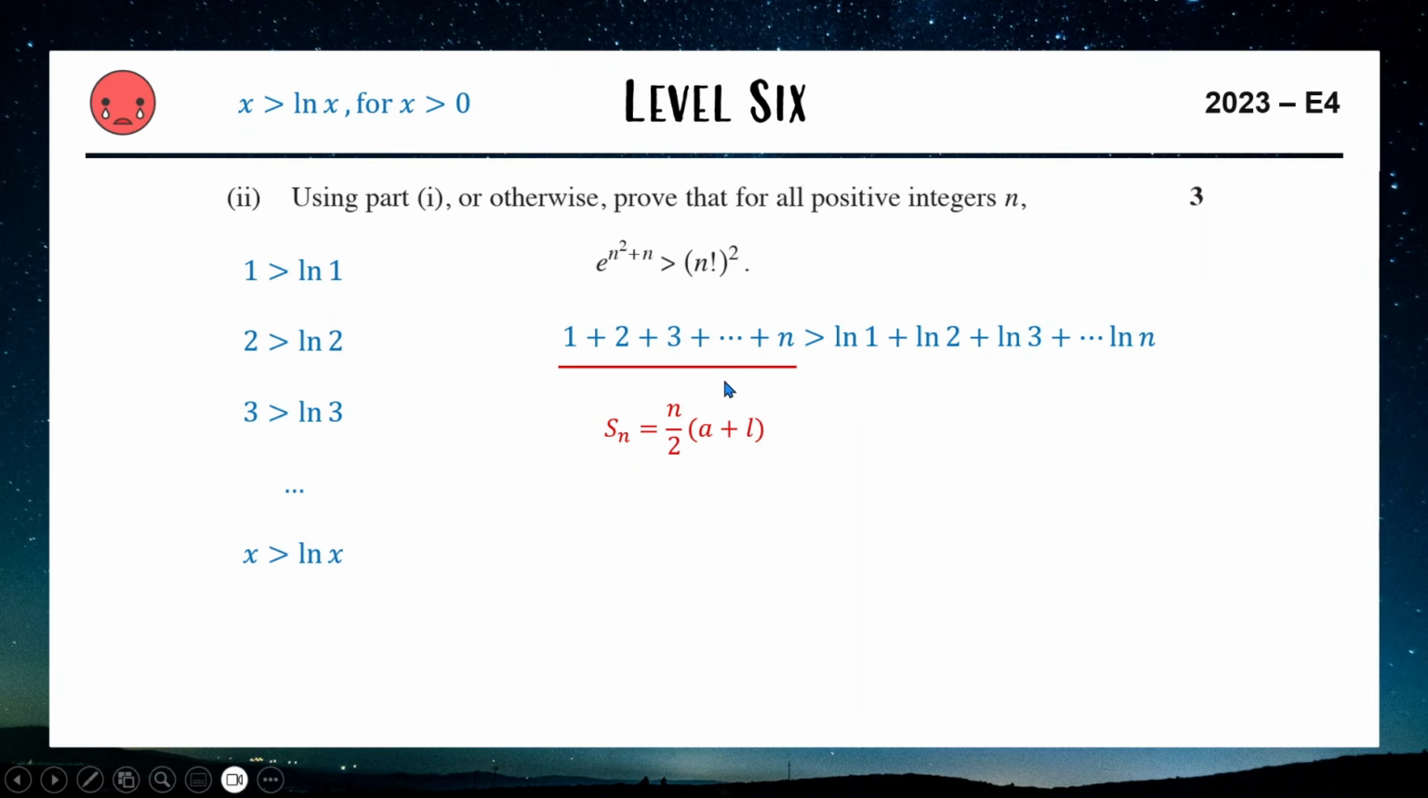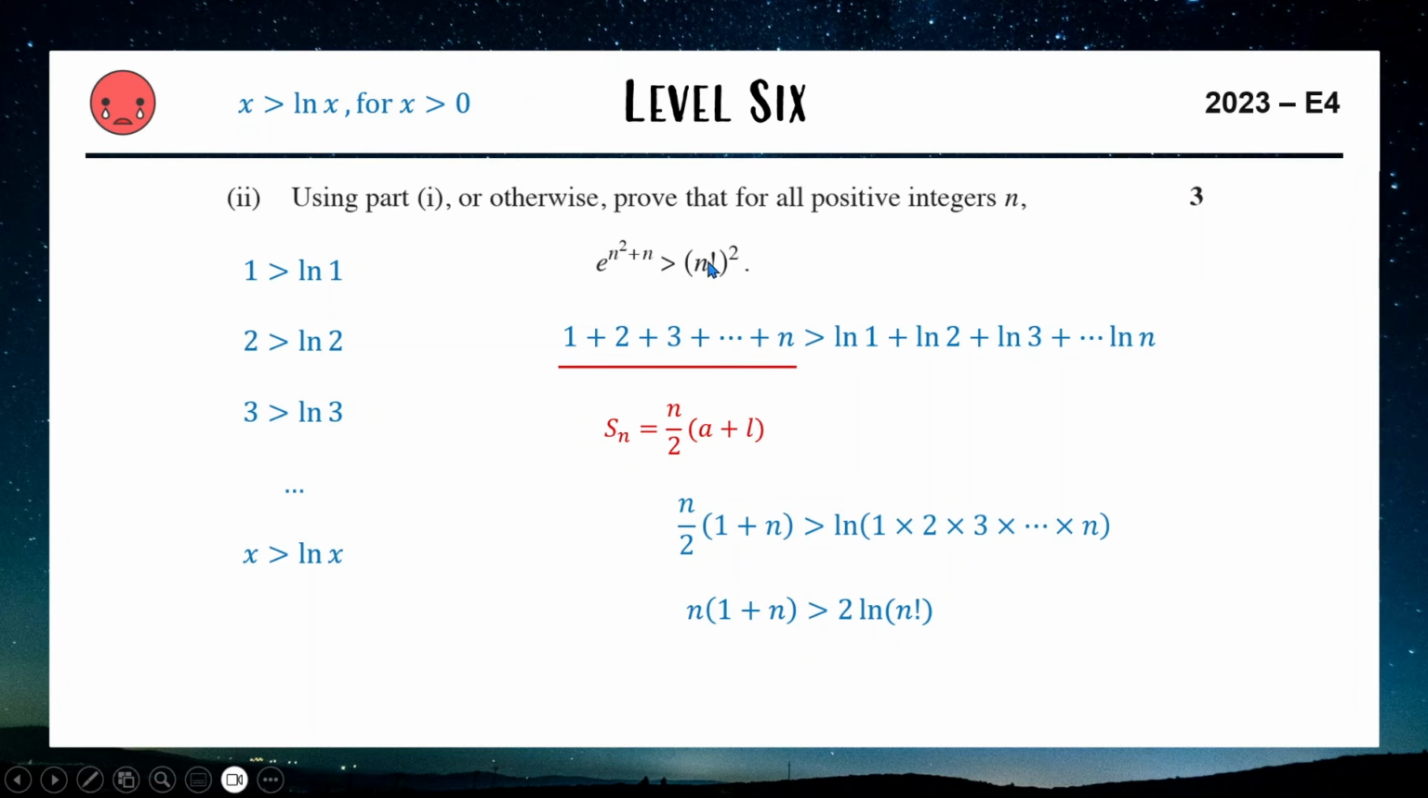So n is our number of terms, which is n. Our first term is 1 and our last term is n. So putting that into our formula, we have n over 2 multiplied by 1 plus n. On the right hand side, we're combining our logarithms all together by doing a product of 1 times 2 times 3 all the way up to n, which is of course equal to n factorial. Okay, so we have log of n factorial there. We're going to multiply both sides by 2, so the left hand side is just n times 1 plus n, and the other side is 2 log of n factorial.